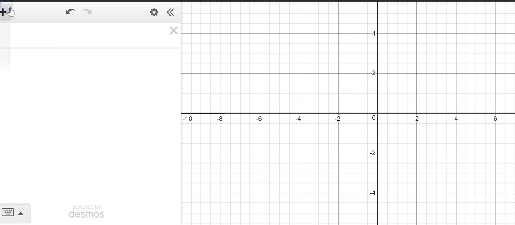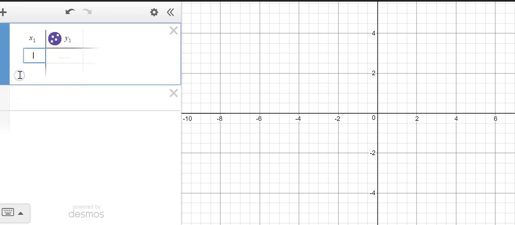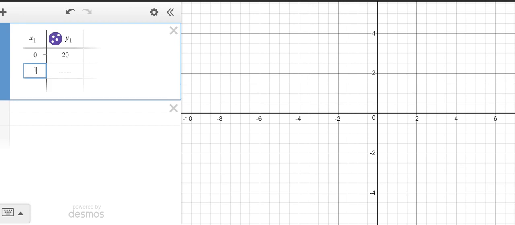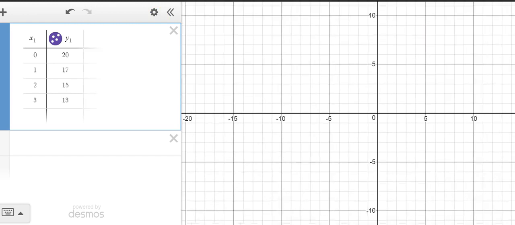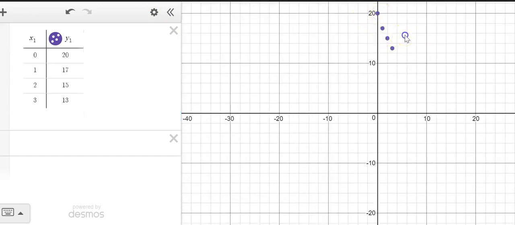If you click this plus sign up here and then click on table, you'll see it says X1 and Y1. I'm just going to put in some random points. So we'll go with 20. So I got a couple here. We'll go with 17, 15, and 13. Now, if you don't see anything on your screen, sometimes you just have to zoom out a little bit so that you can see them.